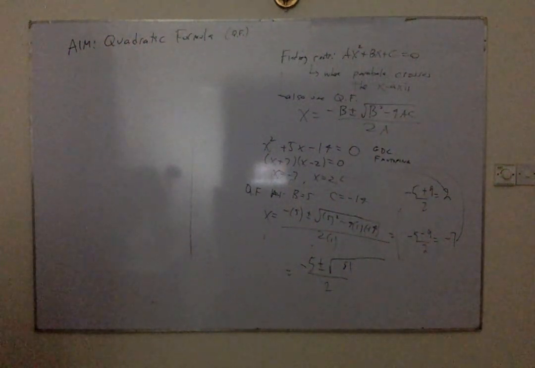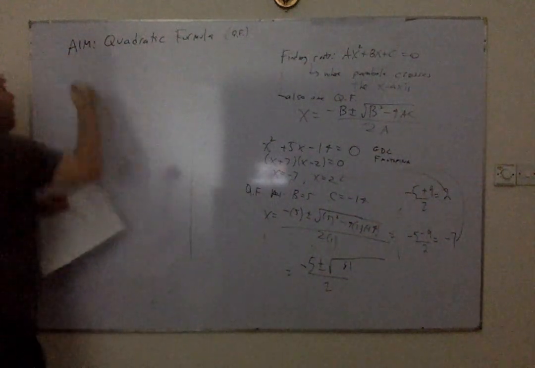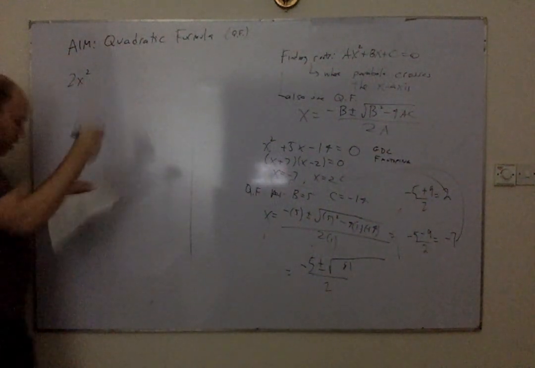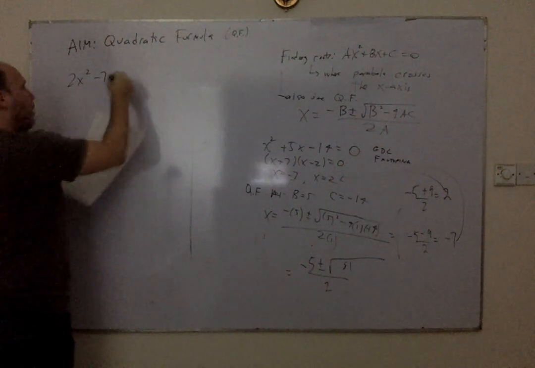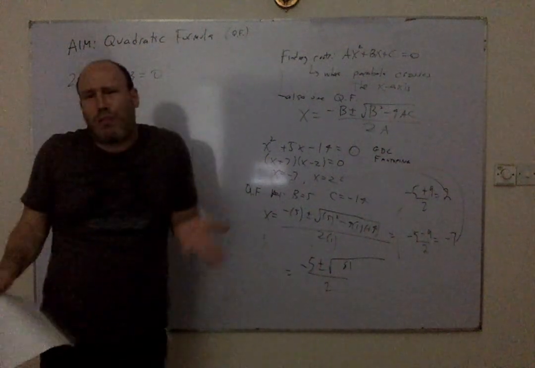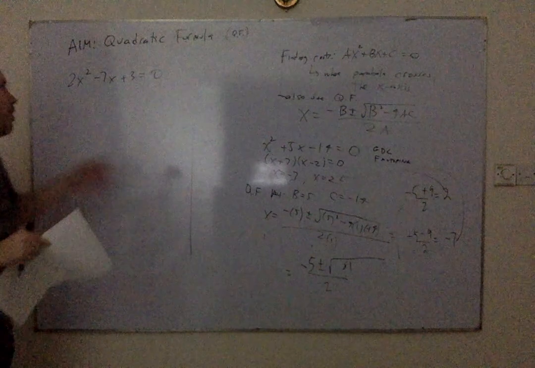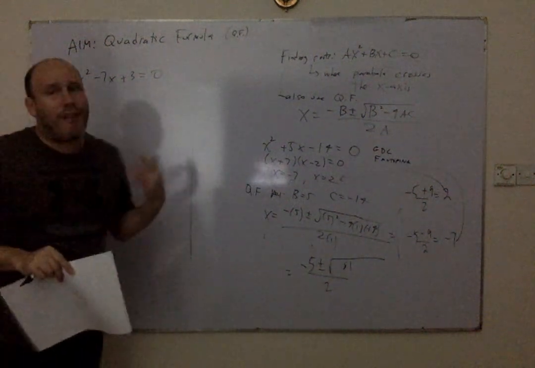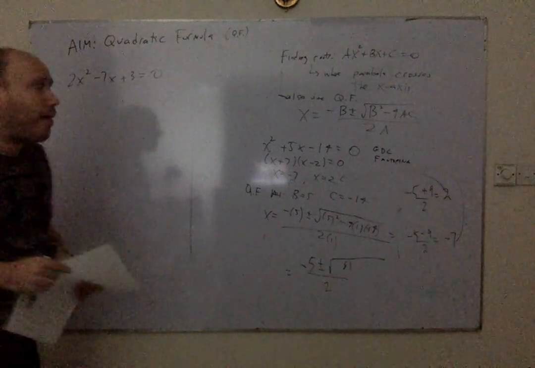Let's try a couple of others. 2x squared minus 7x plus 3 equals 0. Well, maybe you didn't really learn how to factor, so you'll try the quadratic formula.